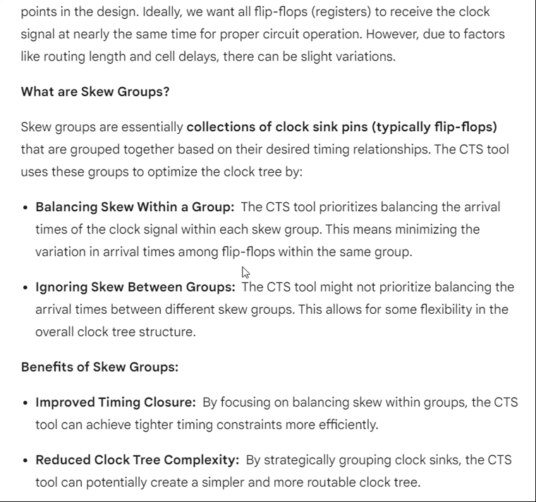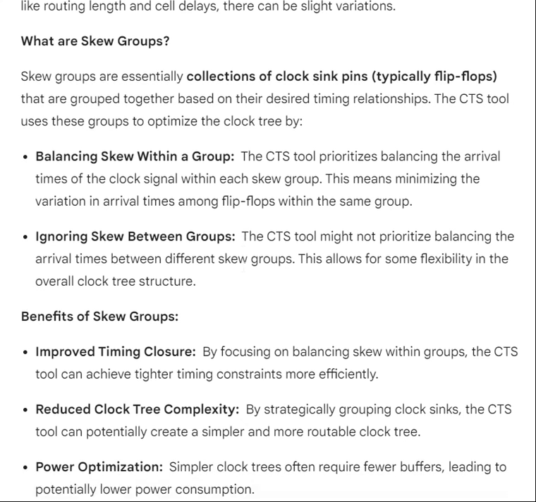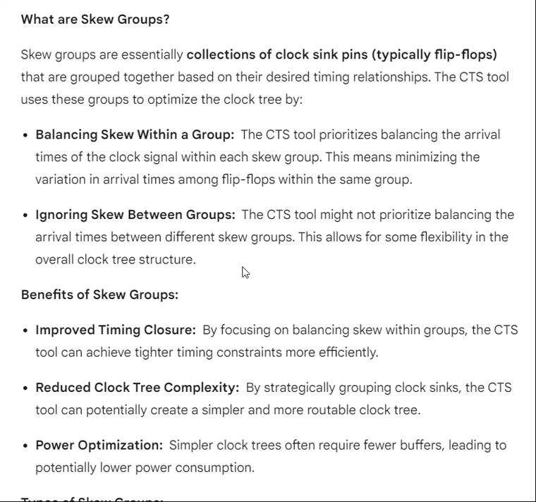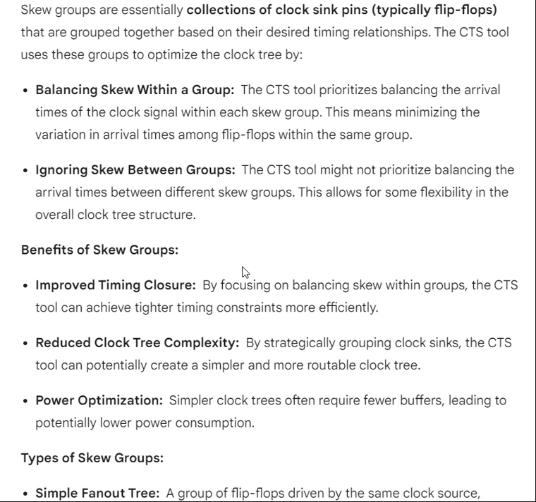The CTS tool prioritizes balancing the arrival times of the clock signal within each skew group. This means minimizing the variation in arrival times among flip-flops within the same group. Ignoring skew between groups, the CTS tool might not prioritize balancing the arrival times between different skew groups. This allows for some flexibility in the overall clock tree structure.